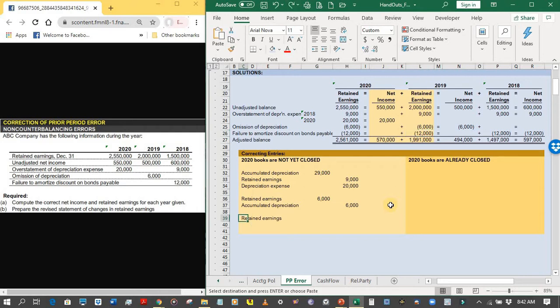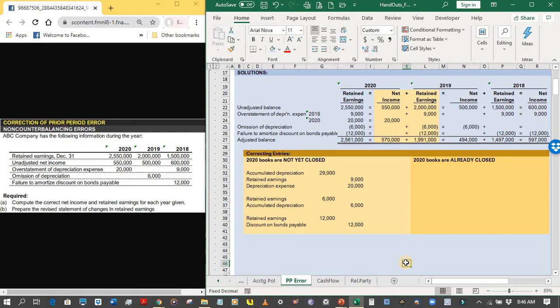Now, what is the account title to be credited? Of course, the journal entry to record the amortization of discount on bonds payable is a debit to interest expense and a credit to discount on bonds payable. It means that we need to credit discount on bonds payable because the account discount on bonds payable is a real account. So that is why part of our correcting entry is a credit to discount on bonds payable for 12,000 pesos.